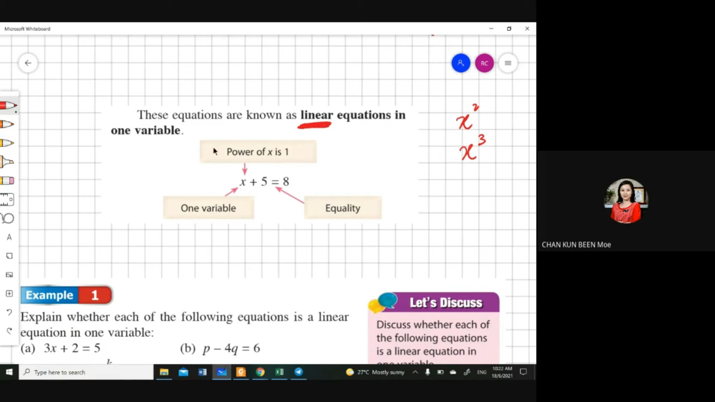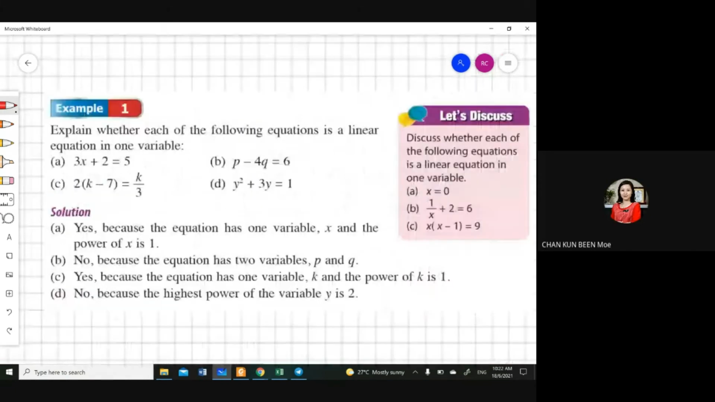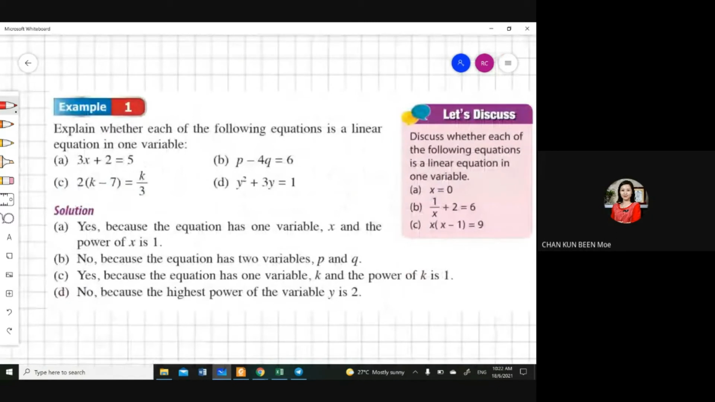Are you okay, class? Yes. Okay, let's move to example 1. I'm going to discuss this with you. Explain whether each of the following equations is a linear equation in one variable. Without looking at the solution, don't look at the solution first. A, 3x plus 2 equal to 5. How many variables are here?